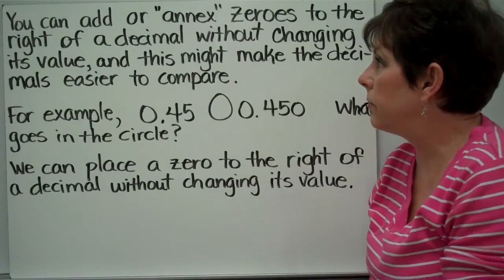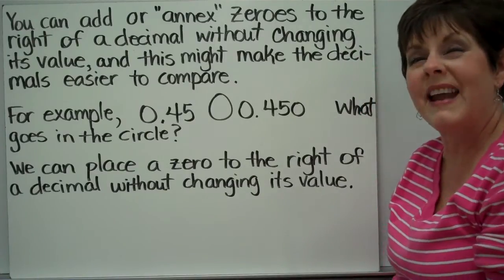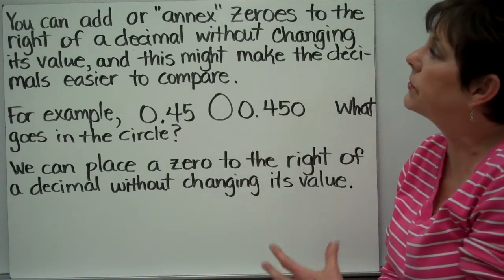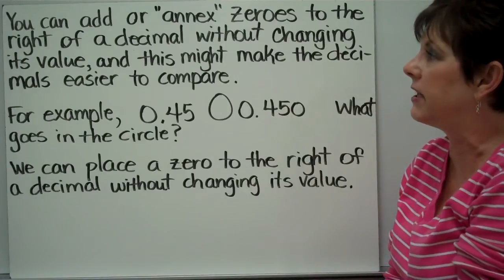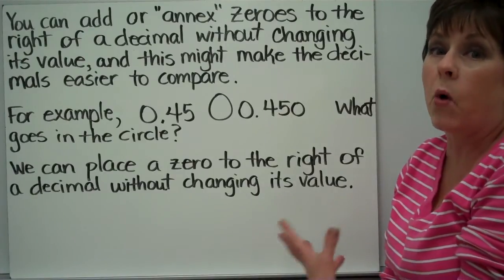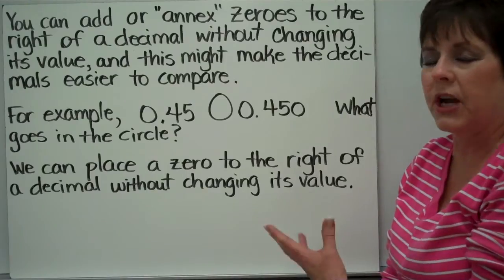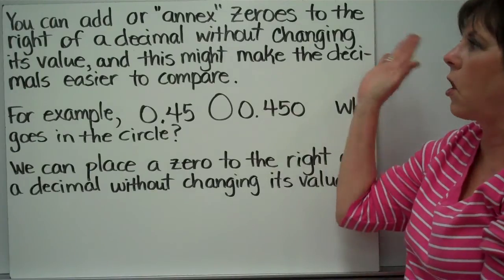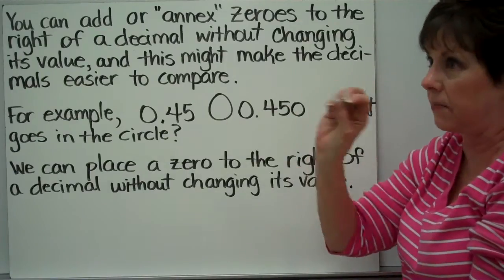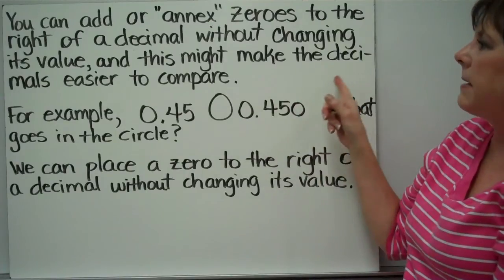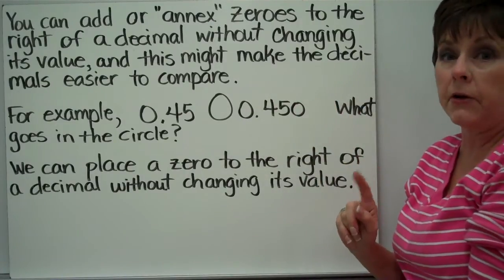Another thing you can do, you can either add or annex zeros to the right of a decimal without changing its value. You can also take away zeros without changing its value, as long as they're to the right, not to the left. That'll make a difference. This might make the decimals easier to compare.